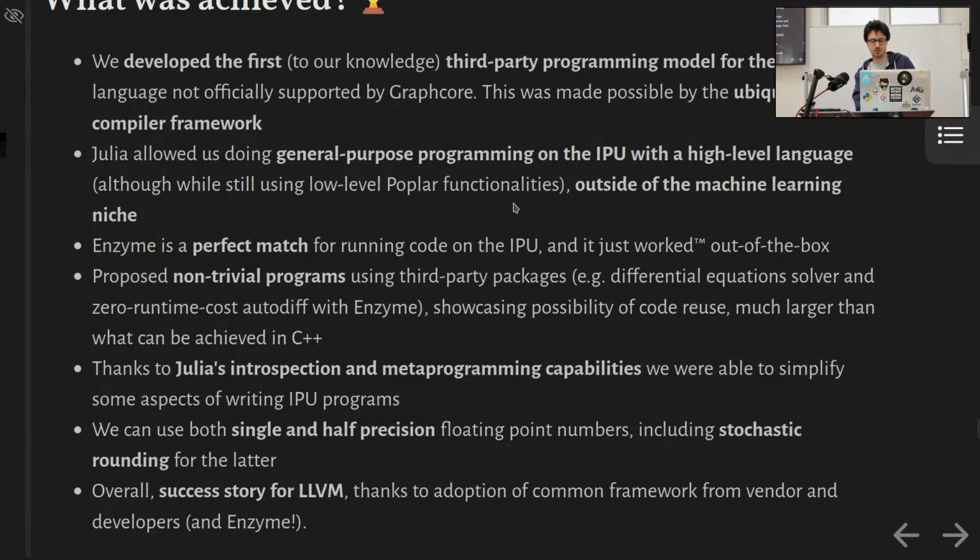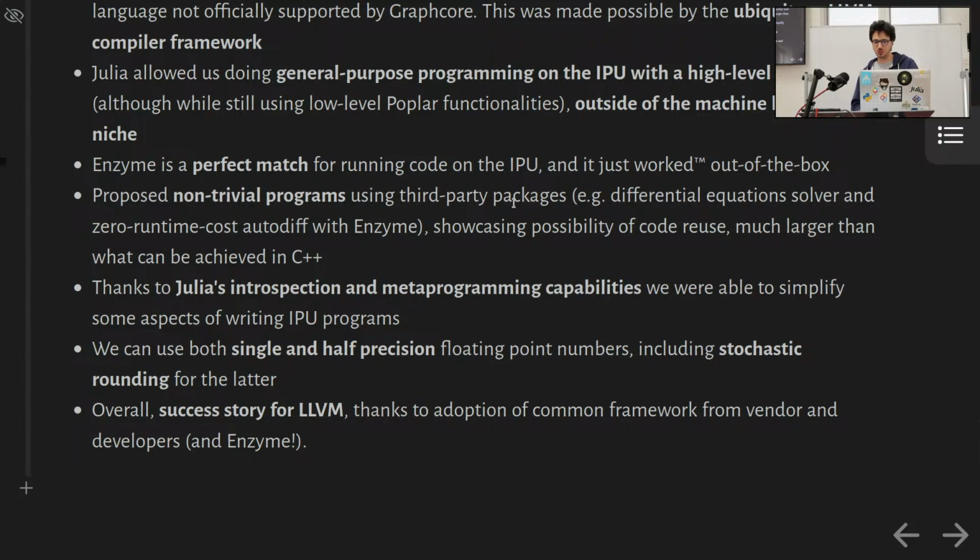Julia allowed us to do general purpose programming using a high-level language, which is a programming model not available at the moment on the IPU. And Enzyme is a perfect match for running code on the IPU, and it just worked. I did not have any problem, apart from one problem with GPUCompiler, but that's not Enzyme's fault. I showed some non-trivial programs using also third-party packages in Julia, which also shows the possibility of reusing code, which is much larger than what can be done in C++.